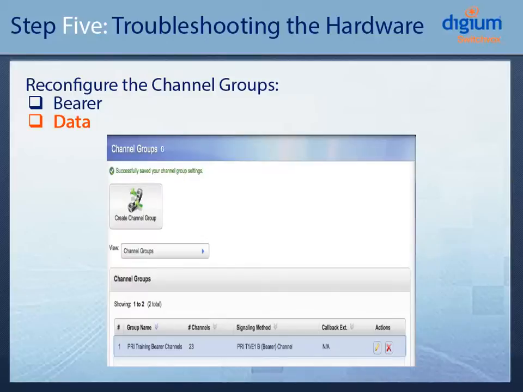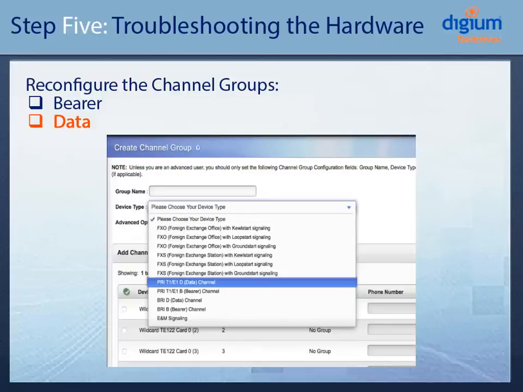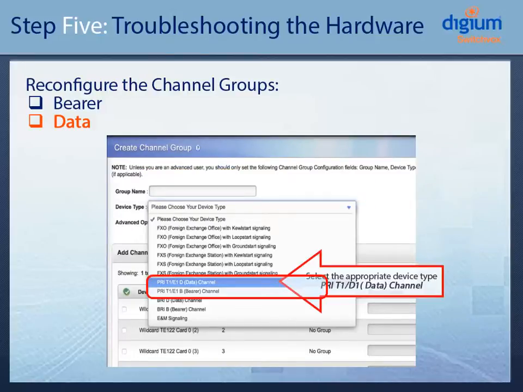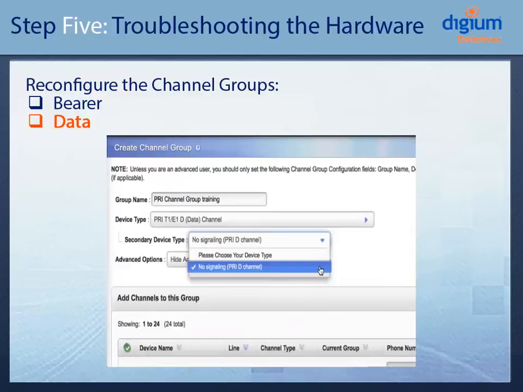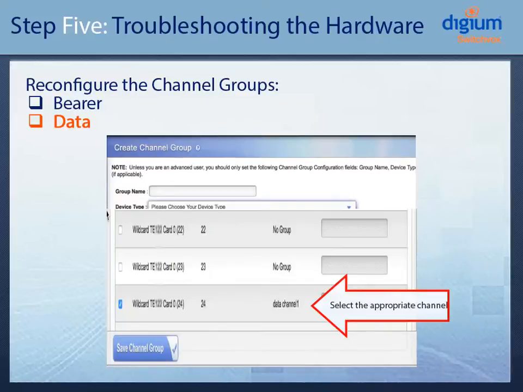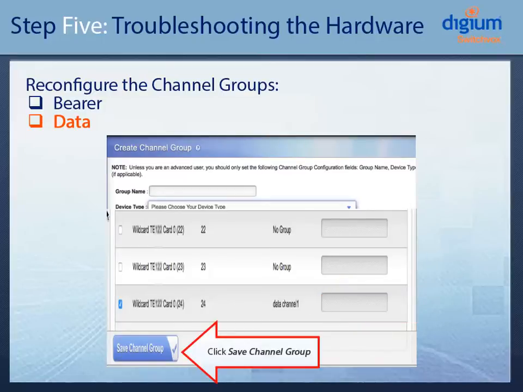Next, you will set up the data channel group. Click on Create Channel Group. Next, give it a name. Then select PRI T1E1 data channel. Then select the secondary device type, which is no signaling. Select the channel and then click on Save Channel Group.